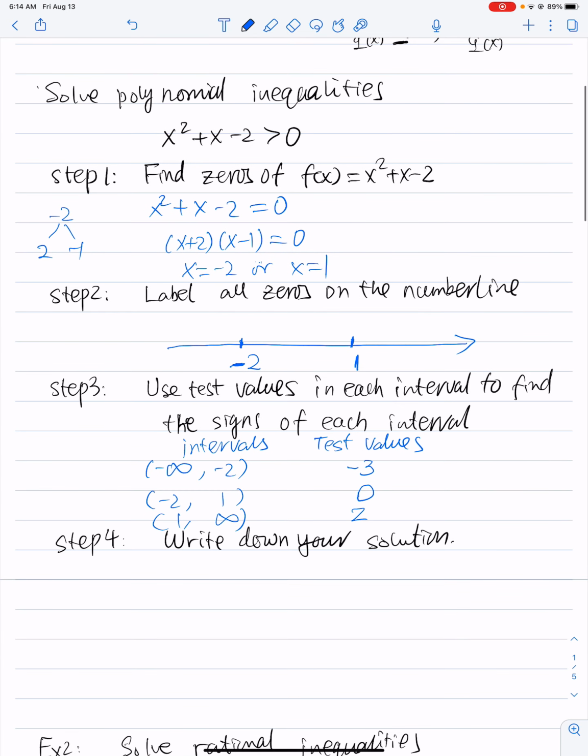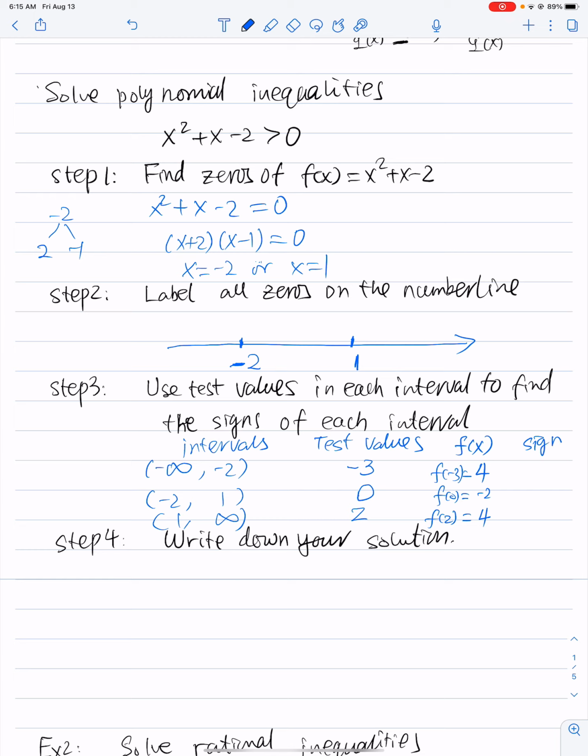Okay, so then we want to find f of x. What will be f of negative 3? Plug in negative 3: negative 3 squared is 9, minus 3 is 6, 6 minus 2 is 4. You can do it slowly. What will you have for f of 0? Negative 2. And f of 2 is 4. Yeah.